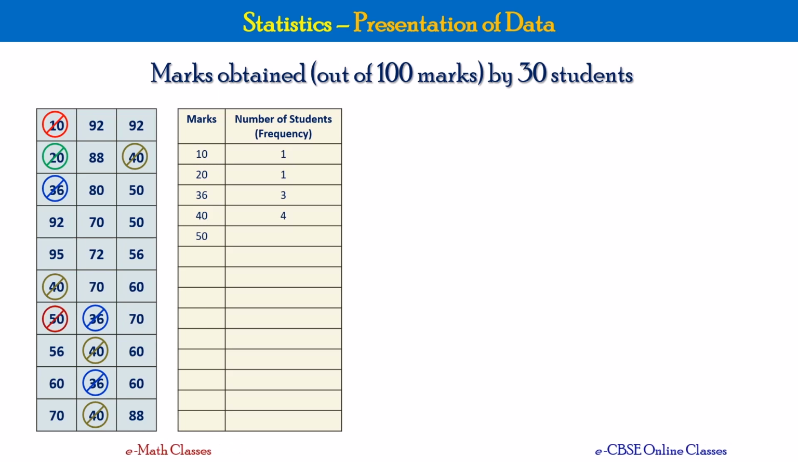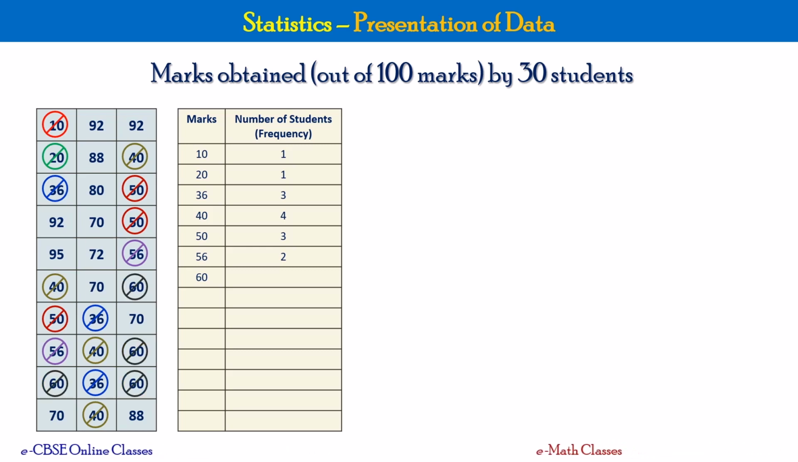Next is 50. 1, 2, 3. There are 3 people, so frequency is 3. Next is 56, 1, 2. So there are 2 people. Next is 60, 1, 2, 3 and 4. So for 60, frequency is 4.